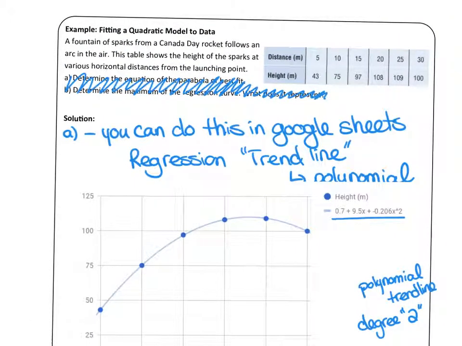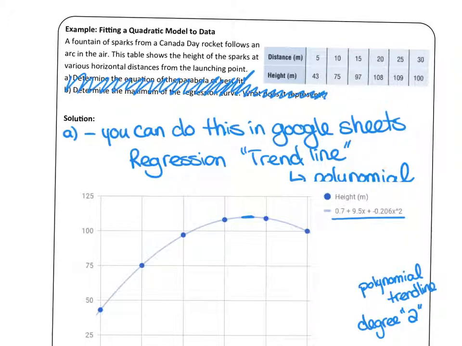Now let me look at the questions. Determine the equation of the parabola of best fit. I actually did do that. Yay. And determine the maximum of the regression curve. What does it represent? You can see here our maximum is around here, and it is approximately 112-ish. We could find that out a different way if we were really accurate and could zoom in on it. But it's about 112.